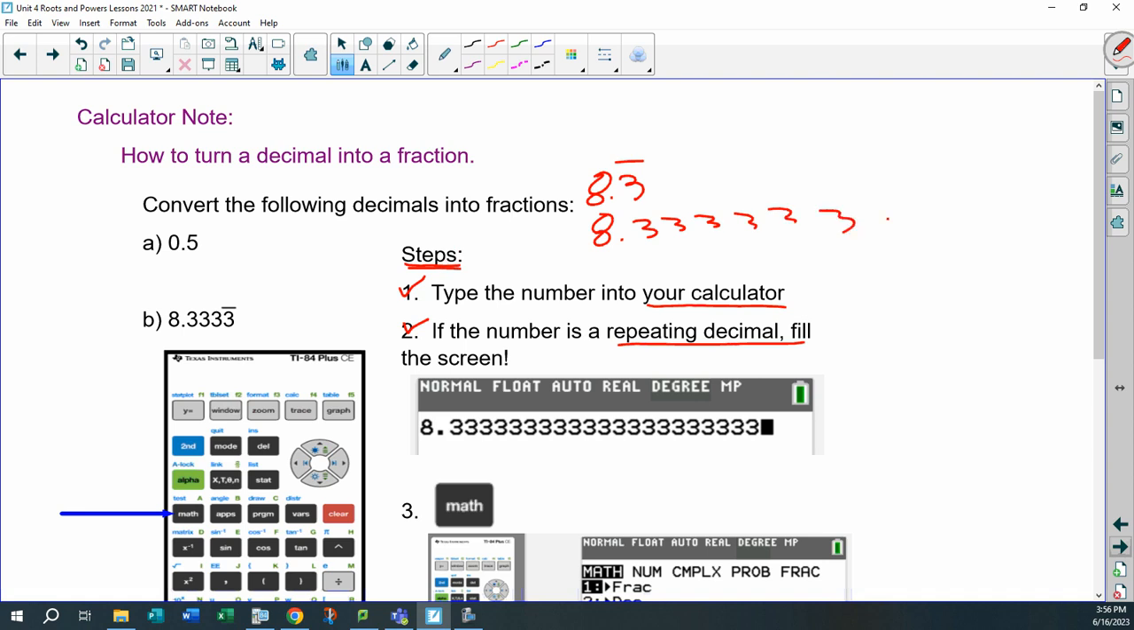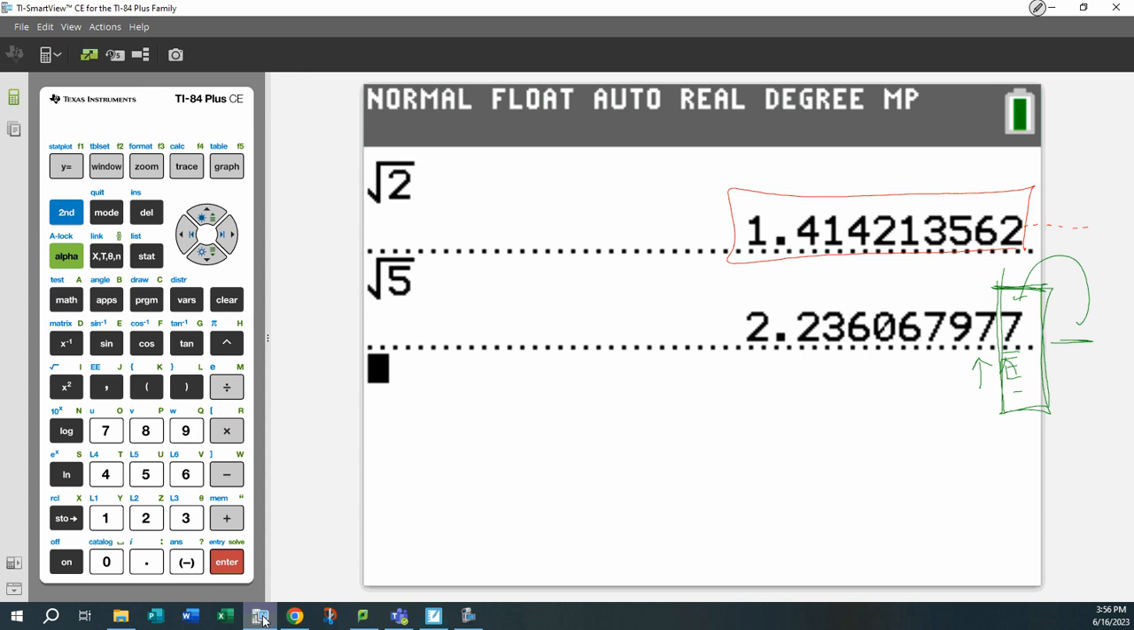Fill the screen as much as you can. Okay? So I'm going to do that with you right now. Let's go back to our calculator. Let's clear this out. Okay? And let's do this. Watch. Let's clear this out.